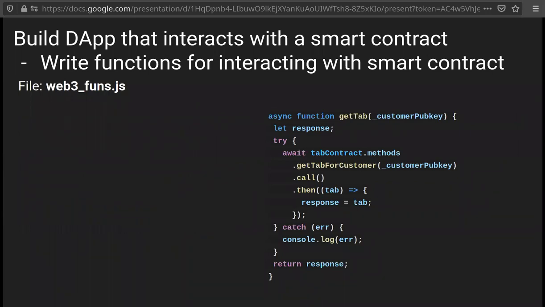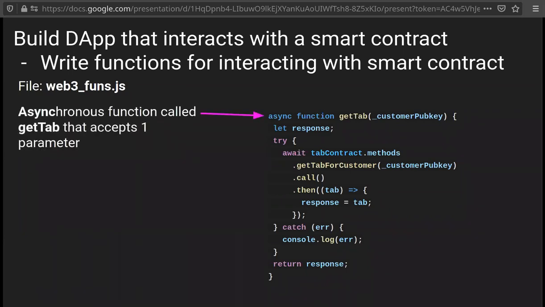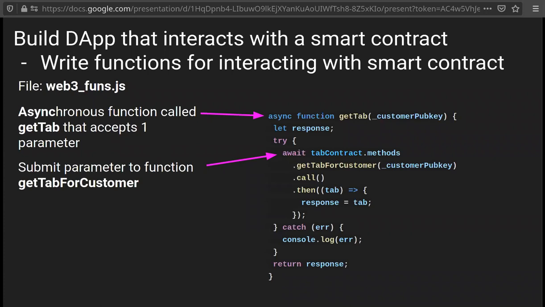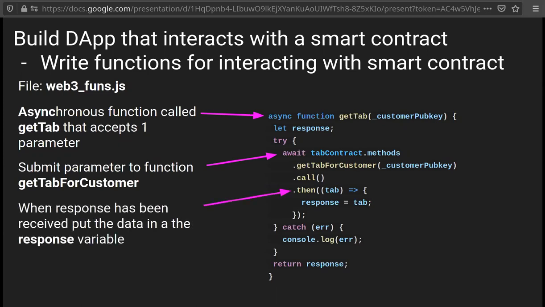Next up, we have get tab. This lets you search for somebody's tab and return the whole thing, so you can see what's outstanding. Again, it's an asynchronous function, and it accepts just 1 parameter. The core of the function is in the await, that's the asynchronous part. We're going to submit to get tab for customer the customer pub key, and when we get a response, we're going to put that into the response and return it to the front end.